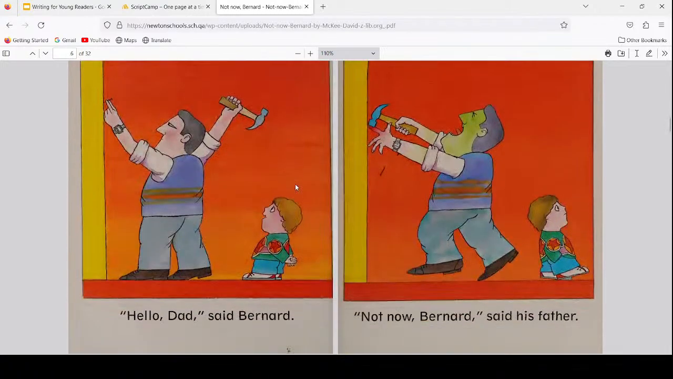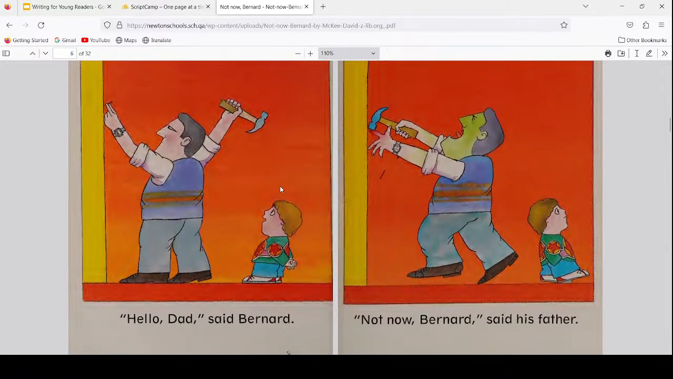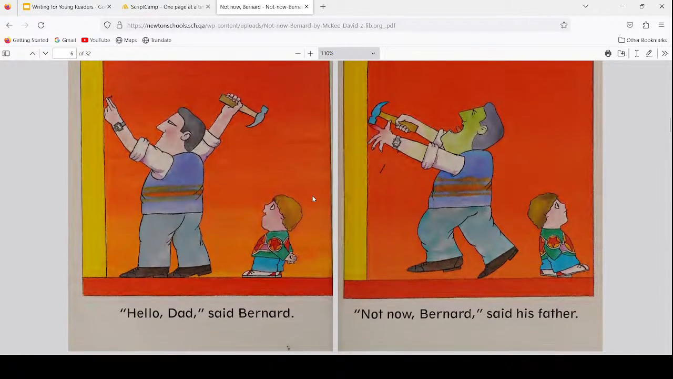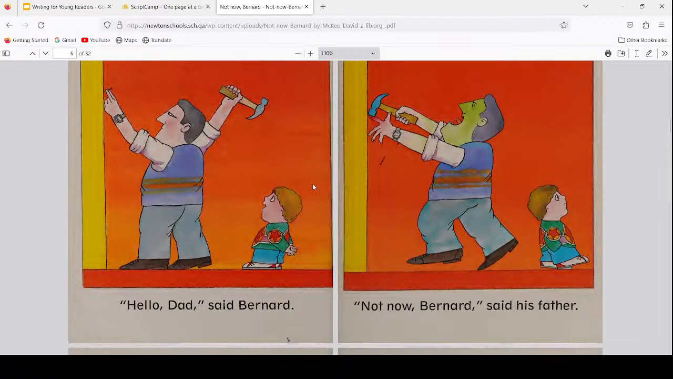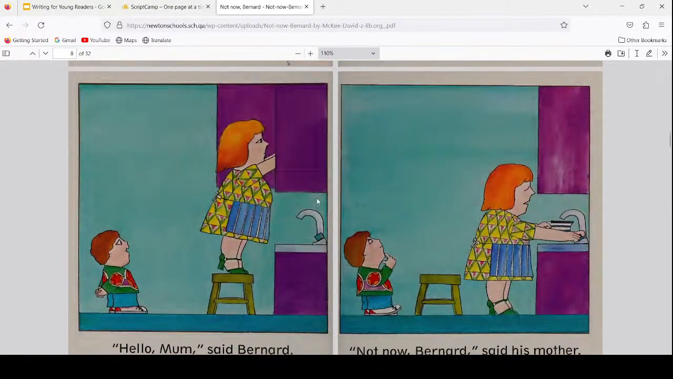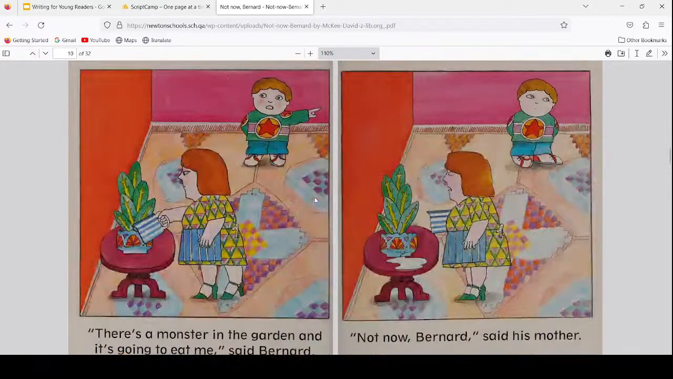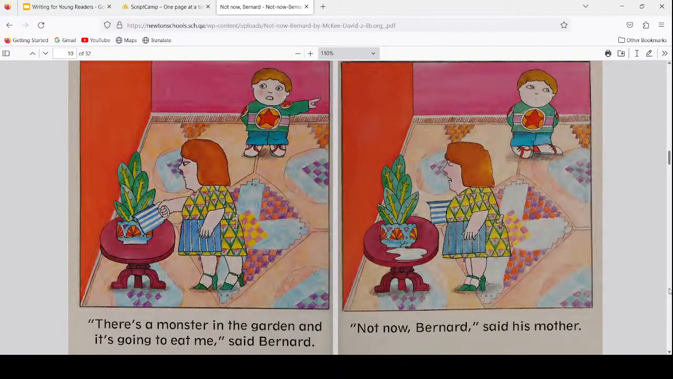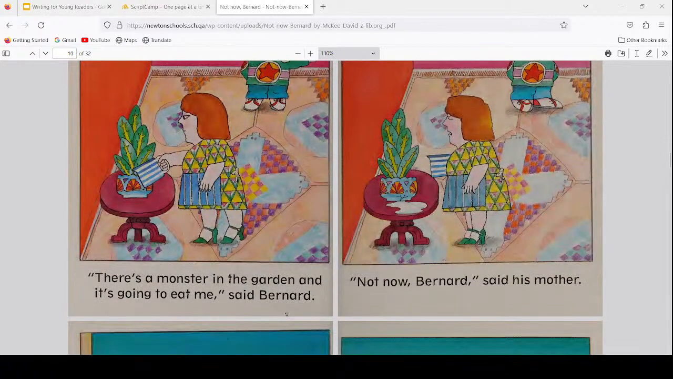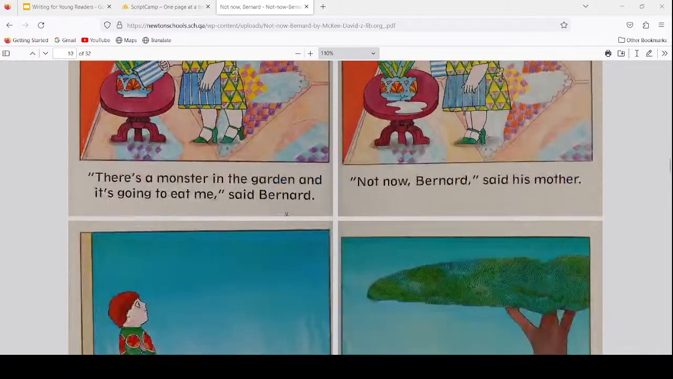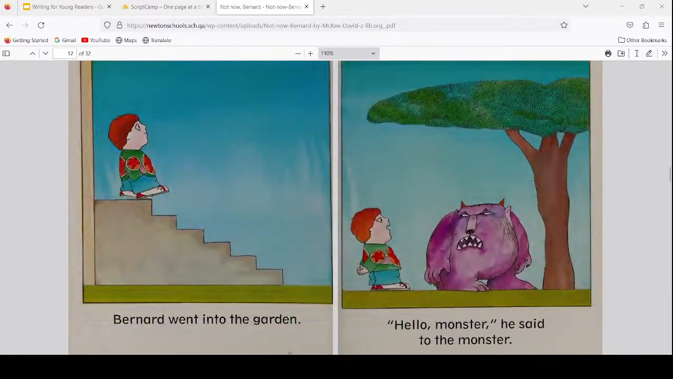"Hello, Dad," said Bernard. "Not now, Bernard," said his father. Smashing his hand with the hammer there. "Hello, Mum," said Bernard. "Not now, Bernard," said his mother. He's busy washing up. "There's a monster in the garden and it's going to eat me," said Bernard. "Not now, Bernard," said his mother. Looks like she spilled or broken the vase there. Oh, yes. So he keeps distracting them. They keep messing up the task that they're in, so he's annoying them.